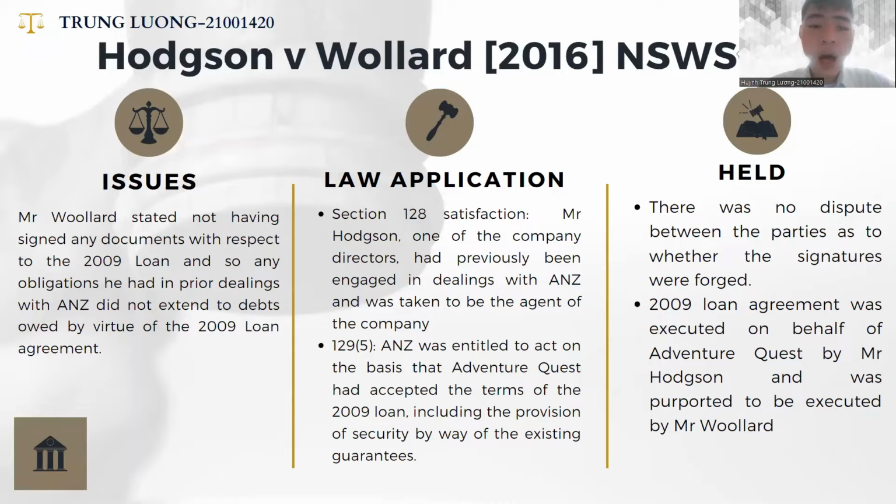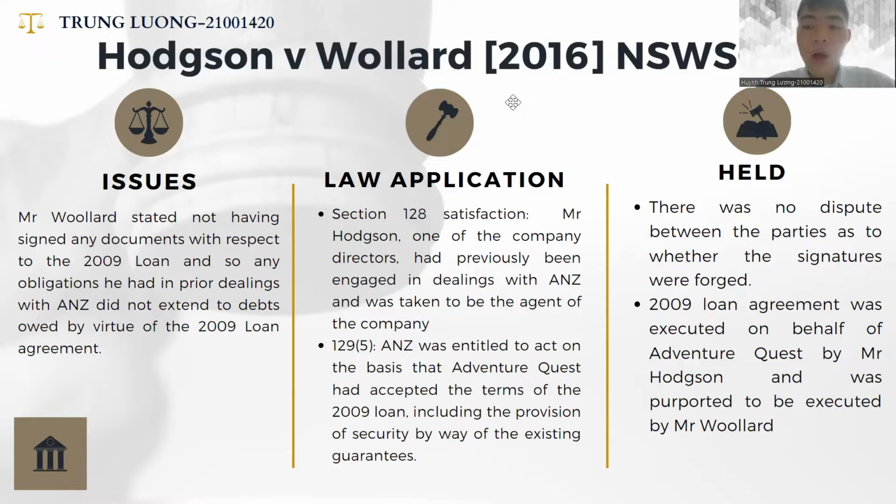So at this point, the law application that I have mentioned earlier in section 128 and section 129 will step in. The satisfaction of section 128 is confirmed as Mr. Hodgson, one of the company directors, had previously been engaged in dealings with ANZ and was taken to be the agent of the company. In fact, Mr. Hodgson had the authority to represent the company to make contracts. And in subsection 5 of section 129, it can be applied that ANZ was entitled to act on the basis that Adventure Quest had accepted the terms of the loan, including the provision of security by way of the existing guarantee. So when the law is applied, everything is a piece of cake.